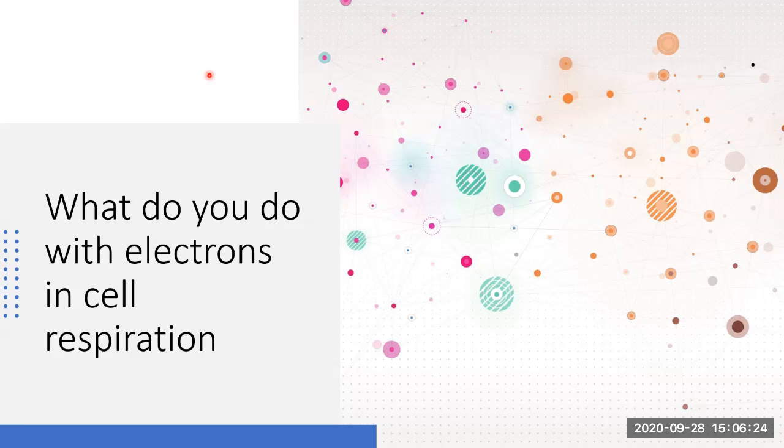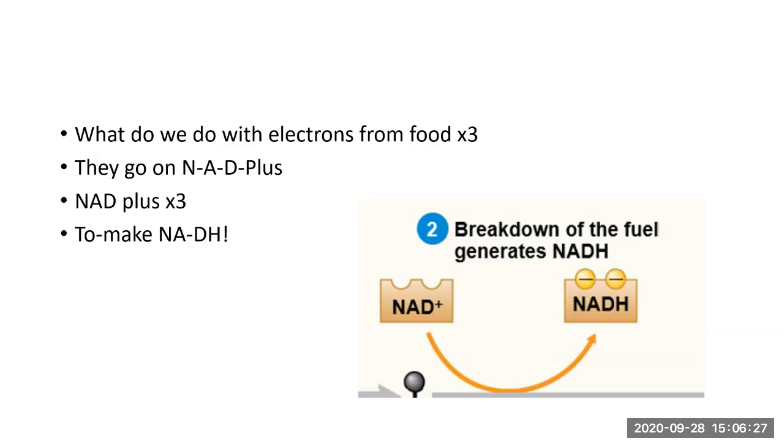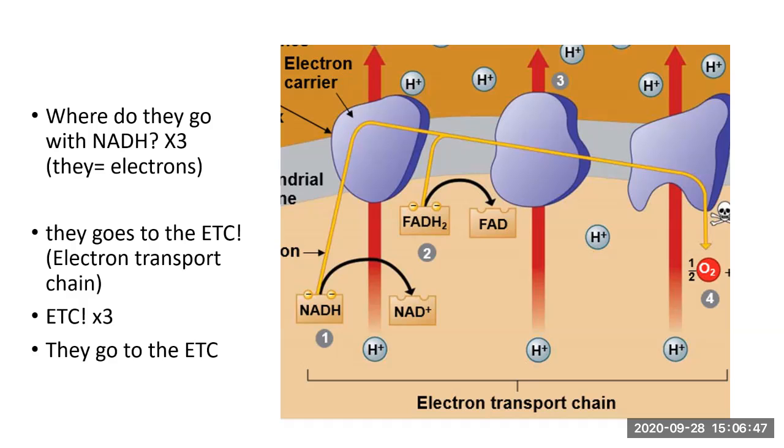What do we do with electrons from food? What do we do with electrons from food? What do we do with electrons from food? They go on NAD plus to make NADH. Where do they go with the NADH? Where do they go with the NADH? Where do they go with the NADH? They go to the ETC, ETC, they go to the ETC.